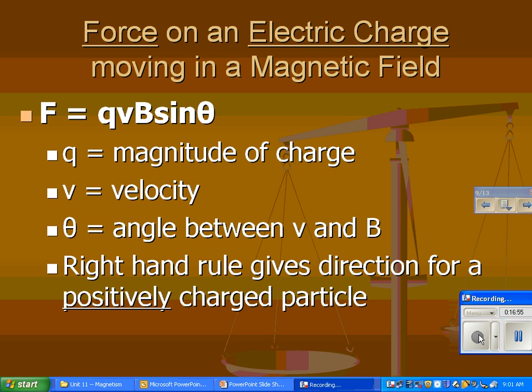Then your thumb will tell you the direction of the force if it's a positively charged particle. If it's a negatively charged particle, like an electron, it's just the other direction. You could think of other ways. You could just use your left hand if it's negative. I prefer just to say, hey, if it's negative, it's going to go the other way. But you might remember negative particles use the left-hand rule. That's fine.